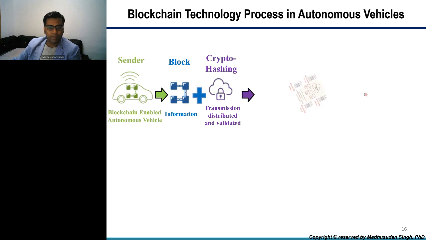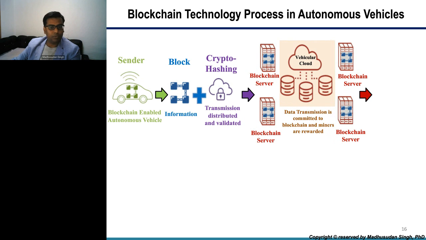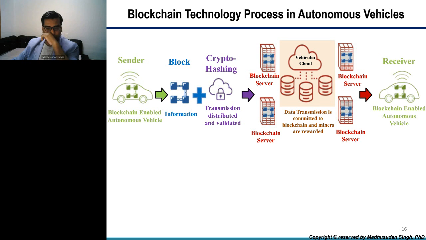Then within the network, with the help of the vehicular cloud, their data transmission is committed to the blockchain and miners are rewarded. This blockchain server is a network of cloud servers connected with the vehicles. Then the receivers get it after verification and after the miners are rewarded. The receiver can get the information for verification.